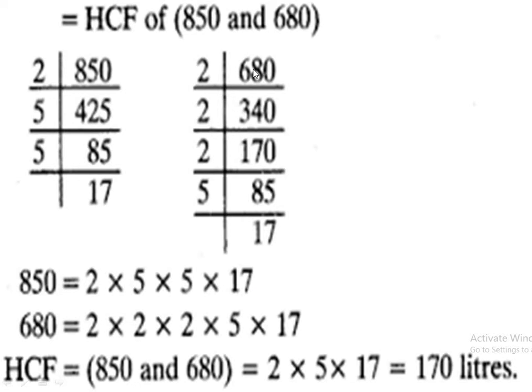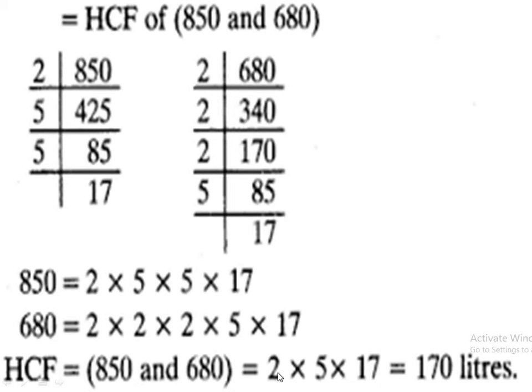Similarly, we are going to factorize 680. And here we get 2 into 2 into 2 into 5 into 17. And now when we take out the HCF, we see 2 as a common factor, right? Then here 5 is also a common factor, and then 17 also as a common factor.